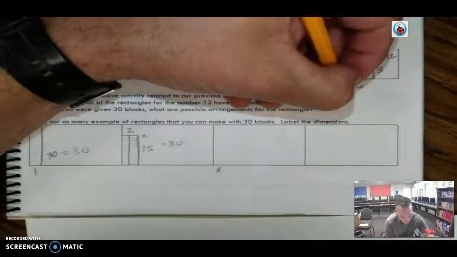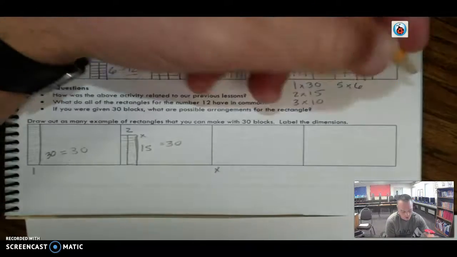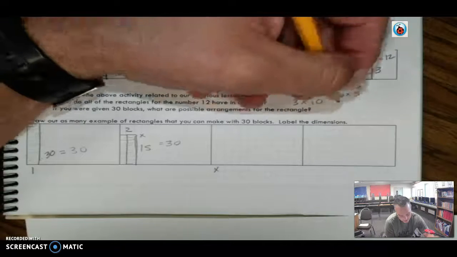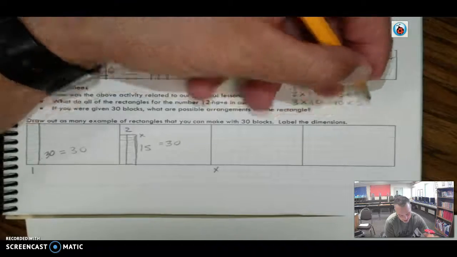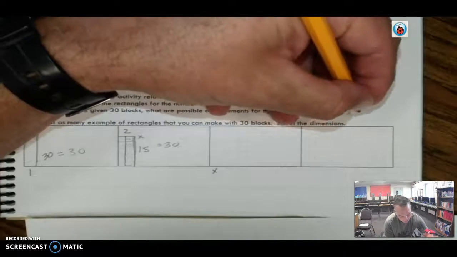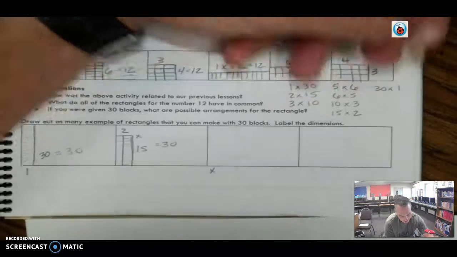And then it's going to reverse on you, right? Because now I know there's no numbers between it. That's how I know I found them all. Now it's going to be 6 times 5, 10 times 3, 15 times 2, and 30 times 1.